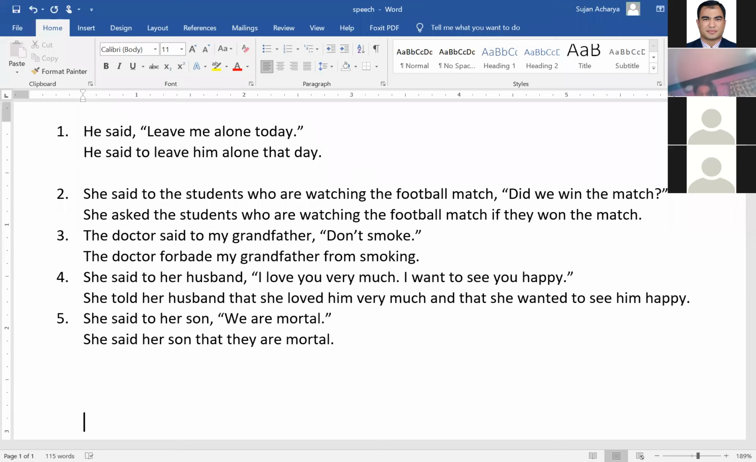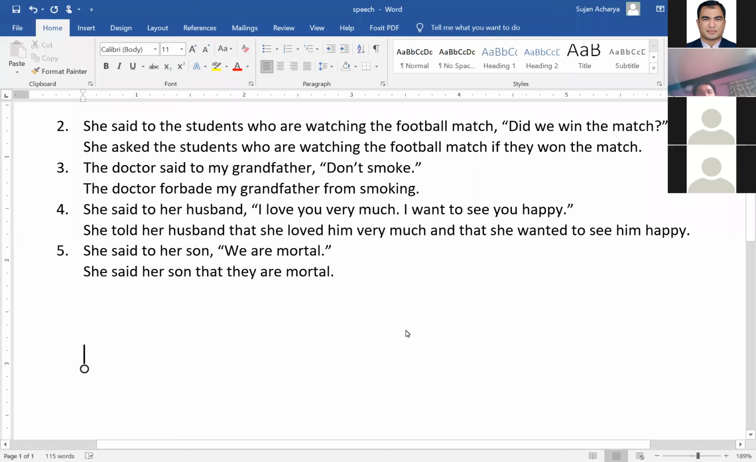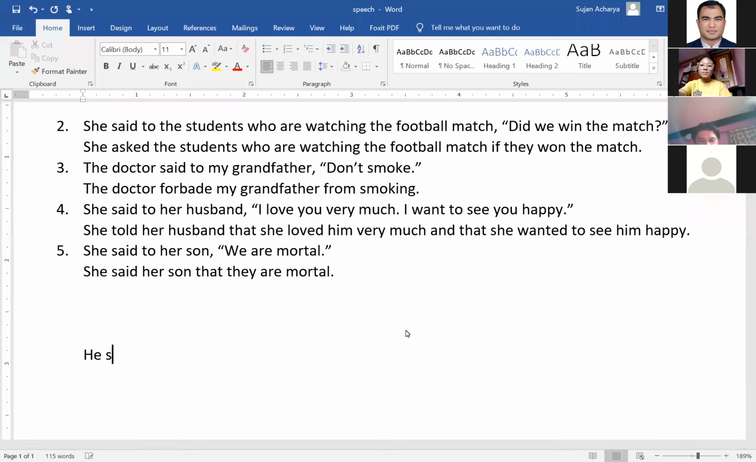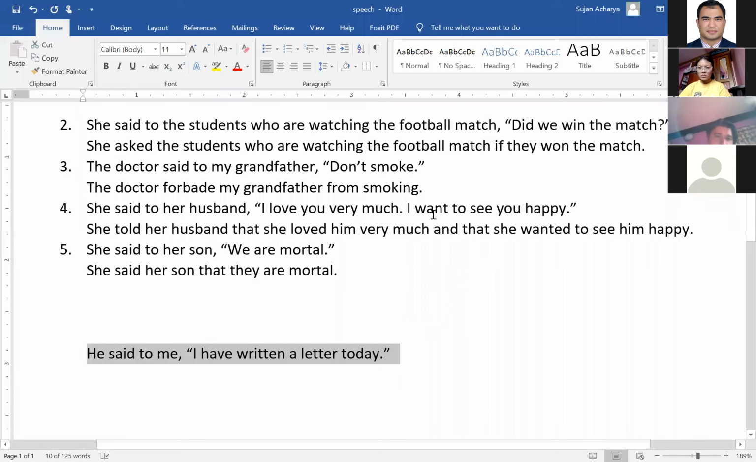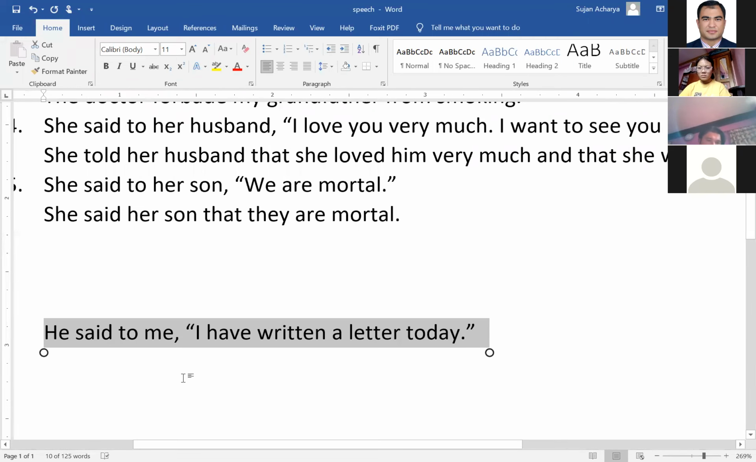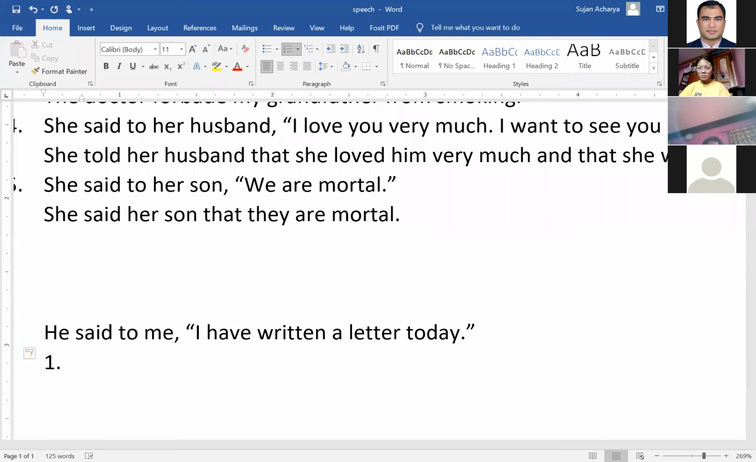Let's begin. We started with direct indirect speech yesterday, so let's continue. Are you able to see the screen, the word file? Yes, sir. I guess this is the same sentence that we have started yesterday. Rule number one. Now, if you want to, you can sit with exercise book as well. Make a note of it.